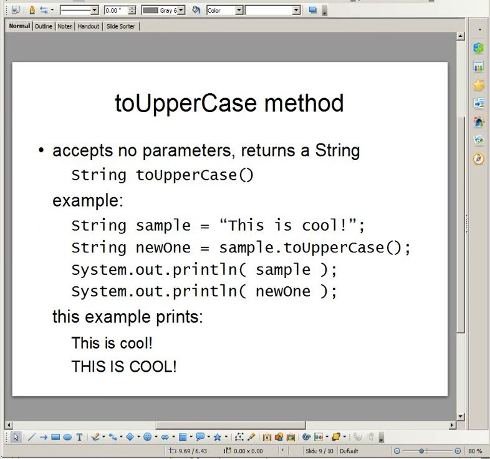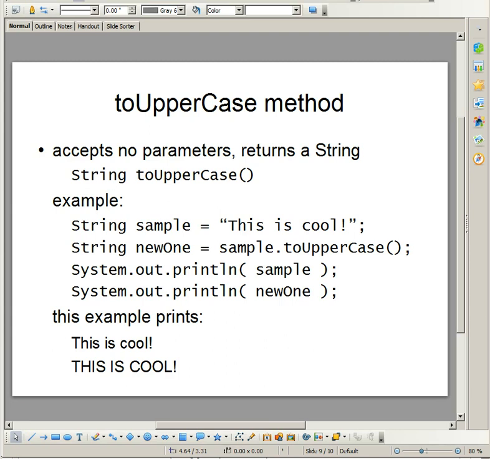Now, another of the string methods is a simple one. It's called toUpperCase, and the toUpperCase method accepts no parameters and returns a string value. Once again, the original string is unchanged, but the new string that's formed by this would be a copy of the old string with all lowercase letters converted to their uppercase equivalent. So we go character by character through the string. If a character is not a lowercase letter, it's unchanged in the copy, but if it is a lowercase letter, it's replaced by the uppercase version of that letter.